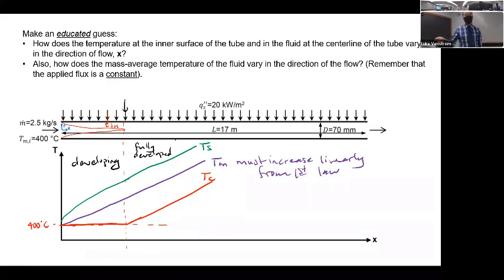Now, this all goes out the window when we change the boundary condition to become isothermal. Okay, that's going to be more complicated. We'll have to talk about that more.